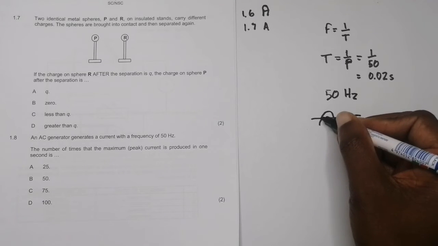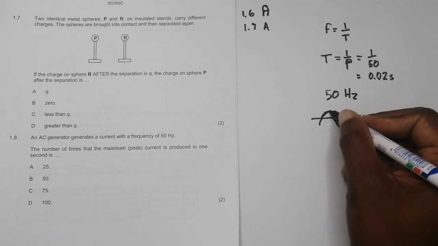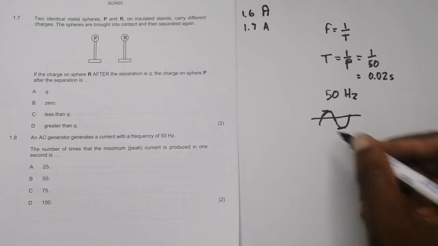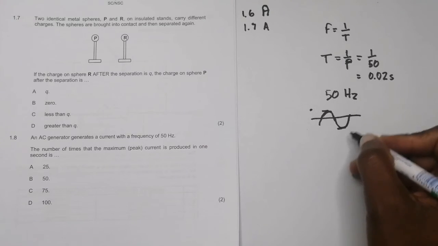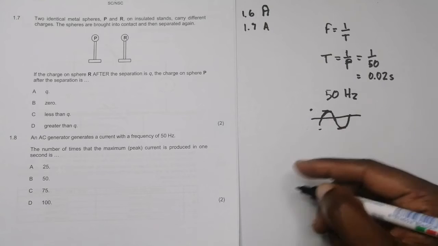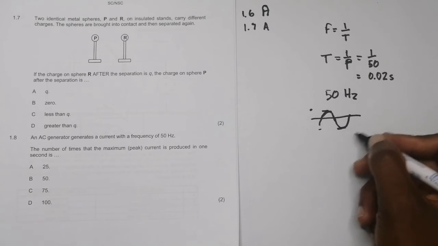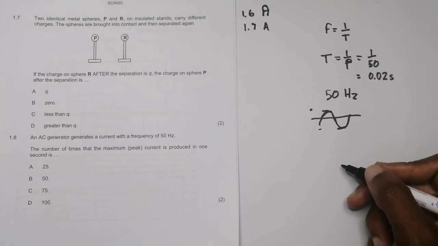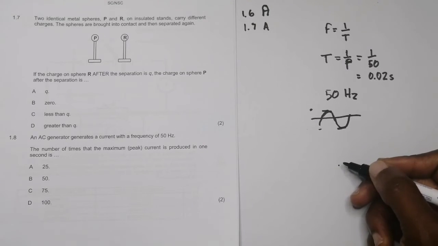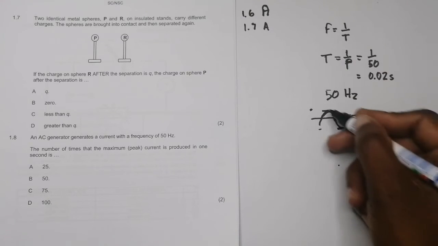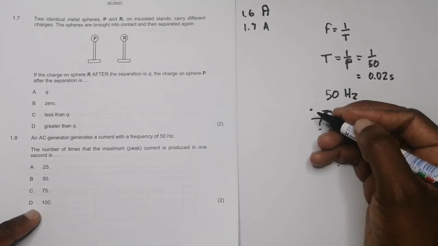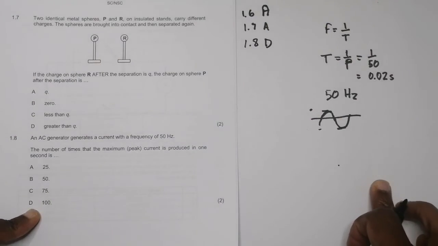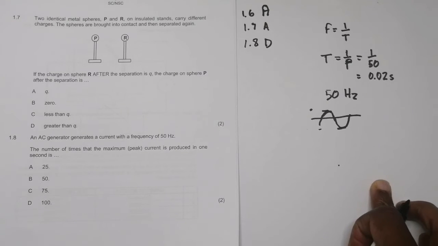Now remember that if this is one full cycle, you've got two peaks at every cycle, okay? People have a tendency to think this is the only maximum. Remember, this is also a maximum, but in a different direction, right? So you've got two peaks every cycle. In this case, they are asking us, what is the number of peaks that we will have? So if we've got 50 cycles and two peaks in each cycle, then our answer there should be D. I hope I've simplified this or made it understandable enough.